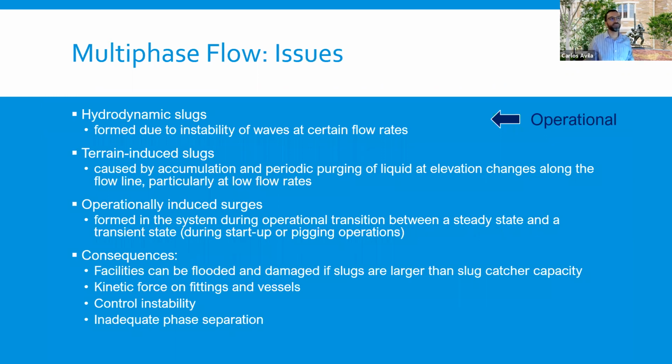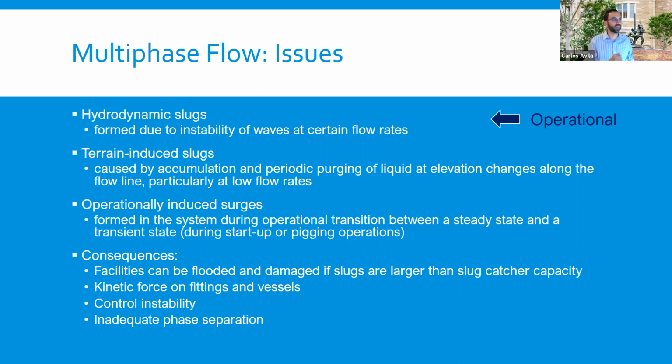So the hydrodynamic slugs are formed due to the instability of the waves at certain flow rates. As I mentioned, I'm going to call it here the label of operational, to remind you of that previous slide where I showed all the other issues. But there are not only hydrodynamic slugs, there are other types of slugs. There are terrain-induced slugs, which are caused by flow lines. As you remember the picture where I showed the flow line with the different elevation profile, there are flow lines with different geometries, and all these geometries, especially the low spots, can become points where you can generate long liquid slugs.